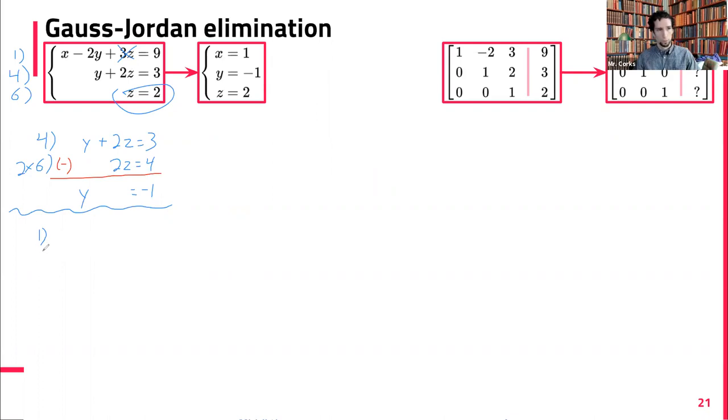We multiply the 6th equation by 3, and then we subtract again. So x minus 2y plus 3z equals 9, and equation 6 by 3, 3z equals 6. And we are subtracting.